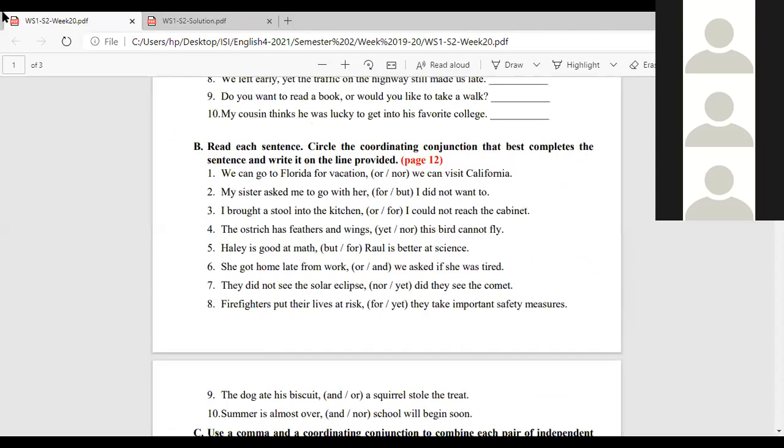Exercise B. Karim, read exercise B. Read each sentence, circle the coordinating conjunction that best completes the sentence, and write it on the line provided. Yes, there should be a line here, but don't worry, you can just circle the best coordinating conjunction. So here we have to choose the correct one to complete the compound sentence. Read number 1, Karim.